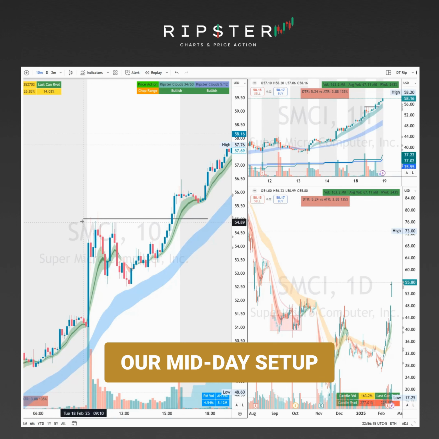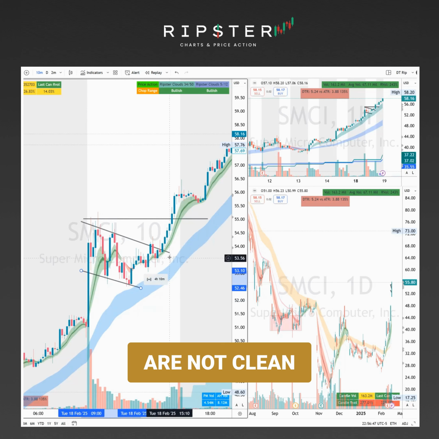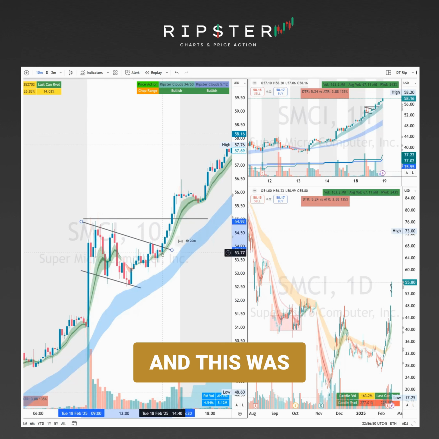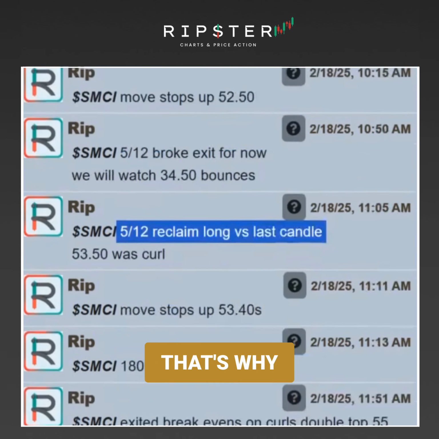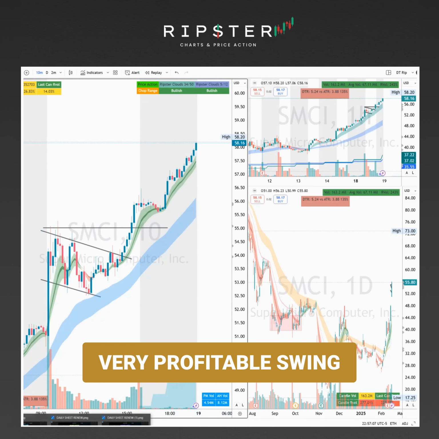But then comes our midday setup. So in the morning, it was choppy. That's fine. We will have some days where the setups are not clean. And today was one of those days. And this was the 512 curl right here. Another curl. And then comes the breakout. That's why I told everyone they can swing as well. And it's right now trading at 58. It's going to be a very profitable swing tomorrow.